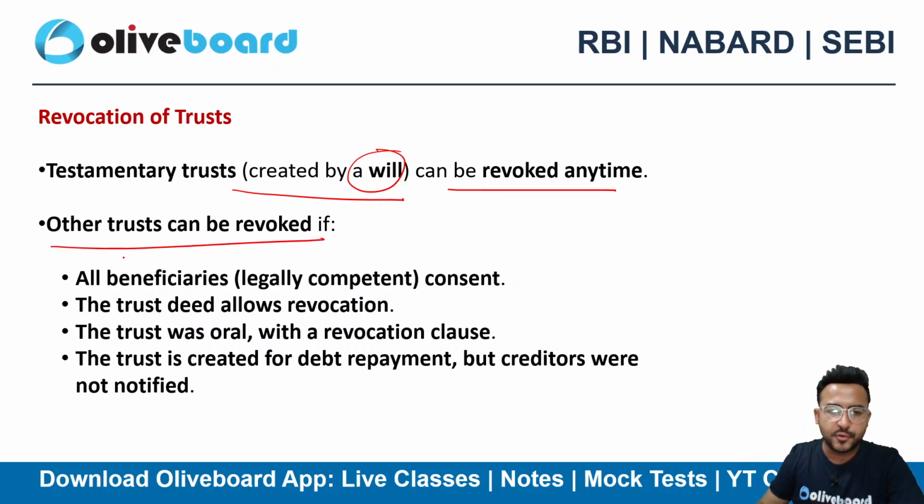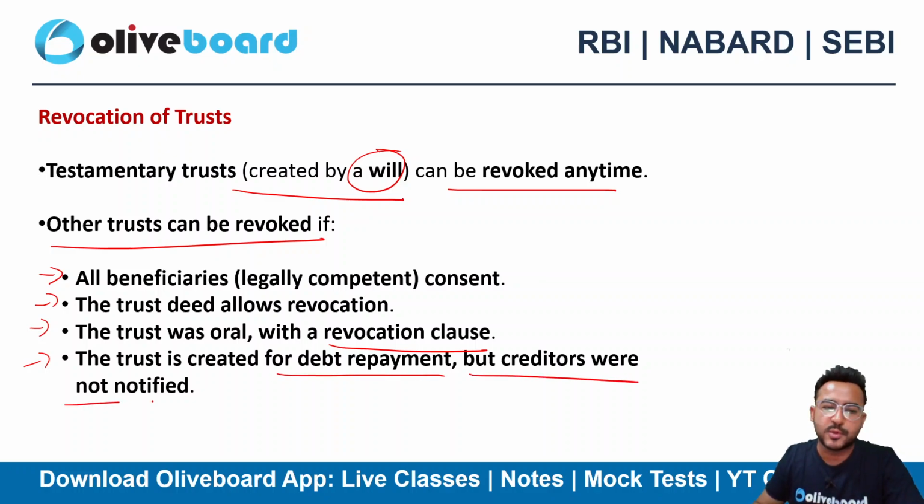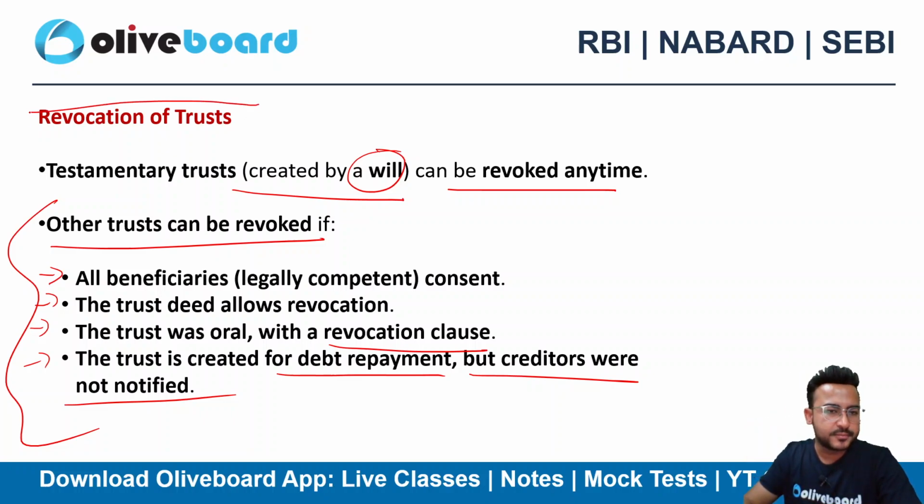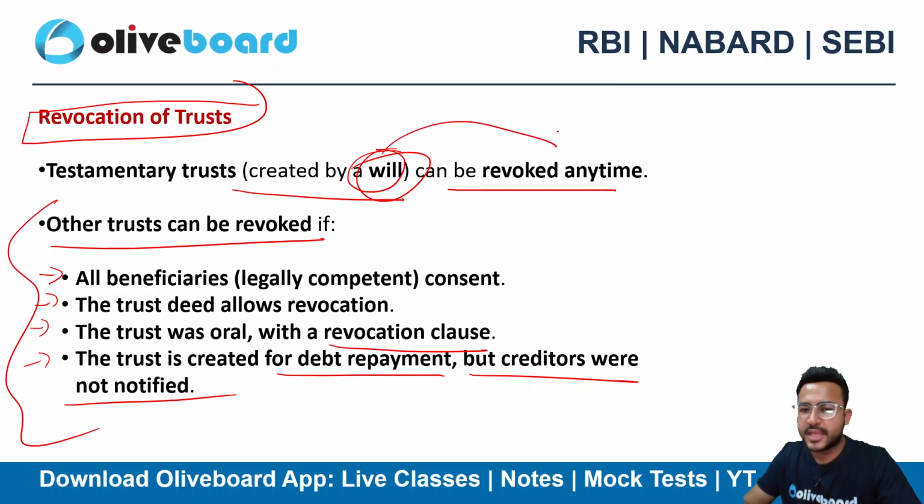Other trusts can be revoked if the beneficiaries consent to it, trust deed allow करती है या फिर trust was oral with revocation clause. Or the trust was created for debt repayment but the creditors were not notified. In these cases there can be revocation of trust. Okay, so this particular provision you need to remember कि अगर कोई ऐसा trust है that is created by will, then it can be revoked anytime. That's important.